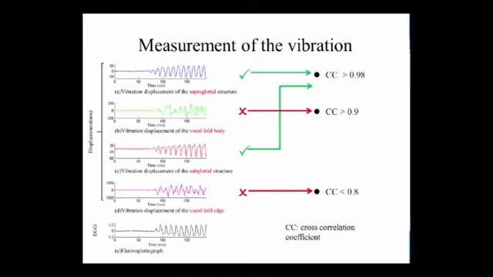And actually, the cross-correlation coefficient at the vocal fold edge, you can see, drops below 0.8, while at the supraglottal and subglottal structures, the cross-correlation coefficient could be much higher than 0.98. And on the other hand, the cross-correlation coefficient at the vocal fold body is about 0.9. It is not too low, and we thought maybe the decorrelation is not so severe. So the question here is, why does the waveform still appear so chaotic?